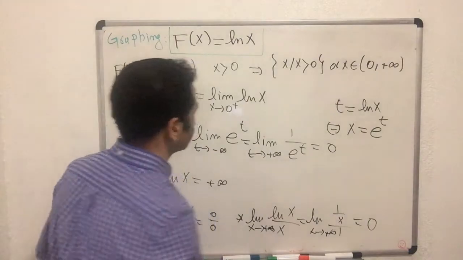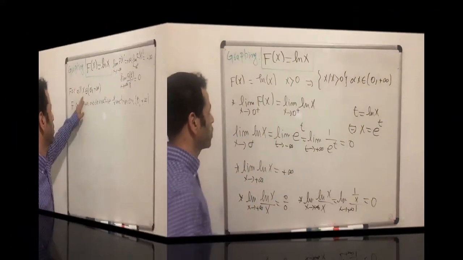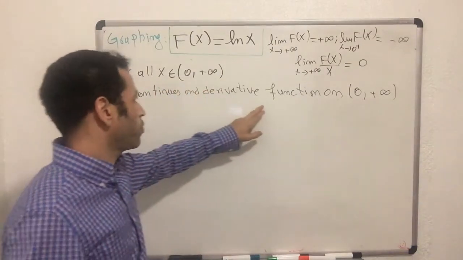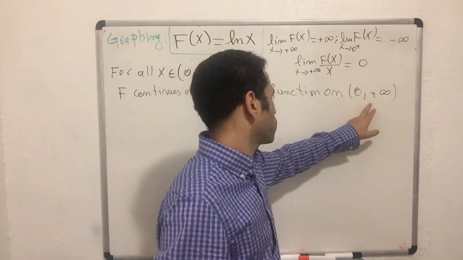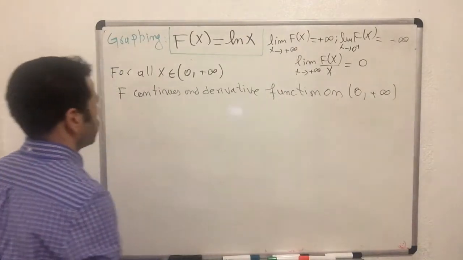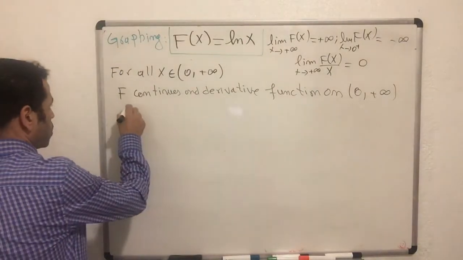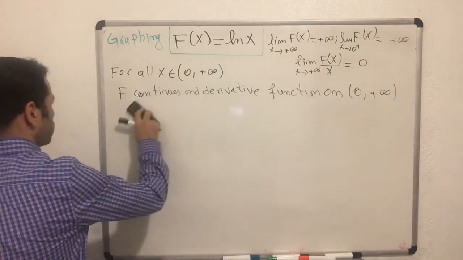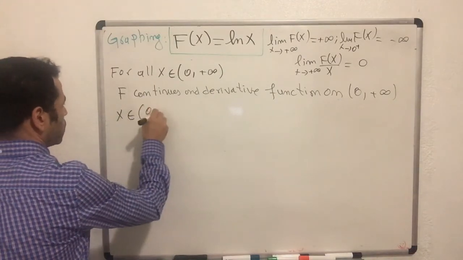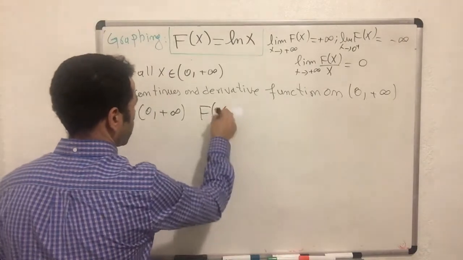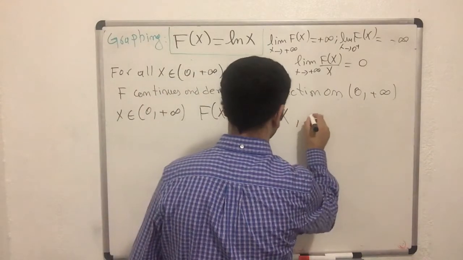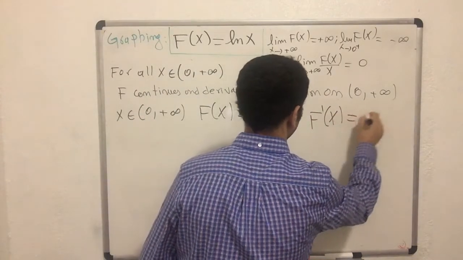So now let's move on to calculate the derivative function. For all x strictly superior to 0, f is continuous and differentiable on this interval from 0 to plus infinity. That means our function is differentiable. Okay, so let's calculate the derivative function. We have f of x equal natural log of x. Now the derivative function of this function, f prime of x, is 1 over x.